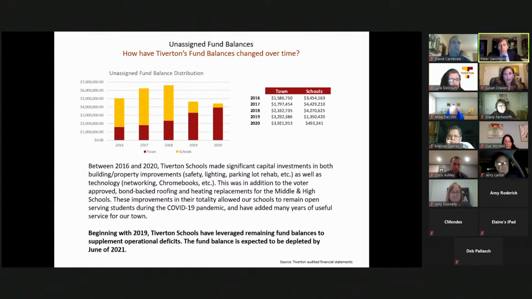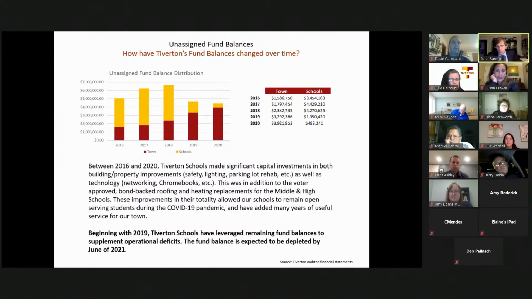And the important thing to understand here is two things. The investment and the wise decision of the school committee to improve the schools: the safety, the lighting, the roof, the heating system, the ventilation, all the things that the fund balance helped contribute to.